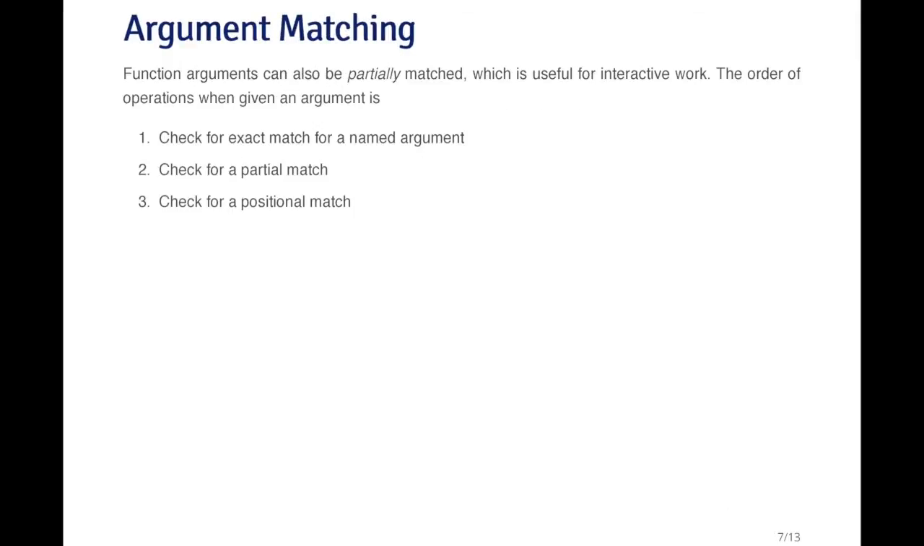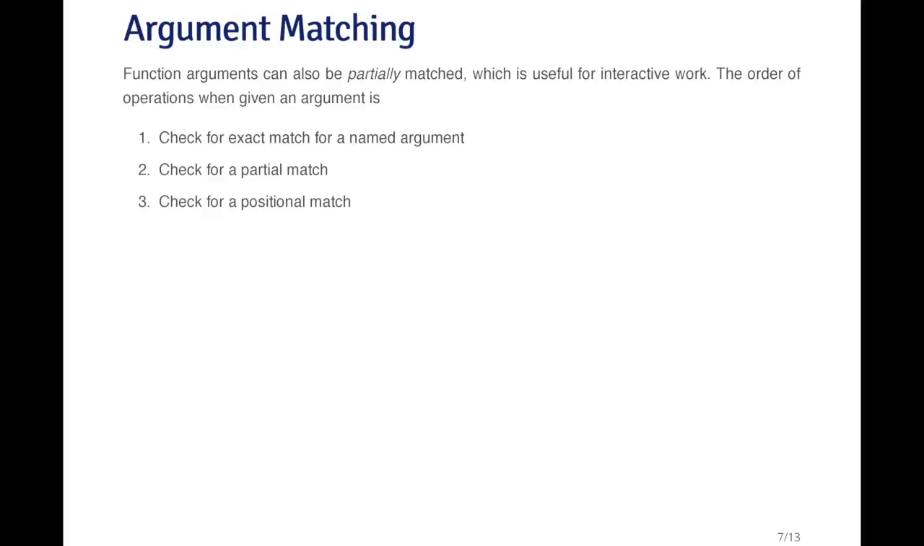Function arguments can also be partially matched, which is mostly useful for interactive work, not so much for programming. When you call a function, if the argument has a very long name, you can match it partially. You can type part of that argument name, and as long as there's a unique match, then the R system will match the argument and assign the value to the correct one.